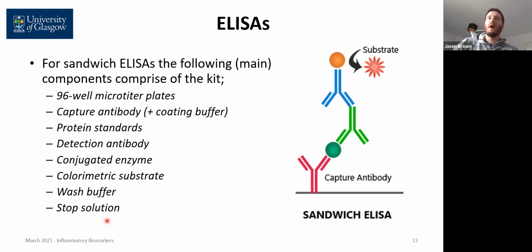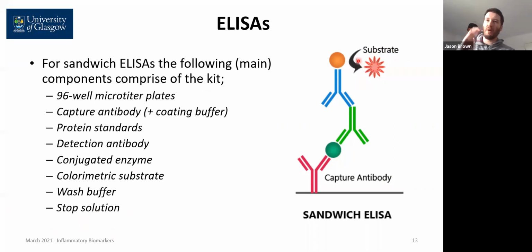And then finally, you have stop solution. This is generally a weak acid that is sometimes supplied with a kit. Sometimes you can just make it up yourself. It would be a weak acid such as hydrochloric acid. The primary aim of this is to stop the reaction, because this substrate cleaving will constantly happen if you don't stop the reaction.